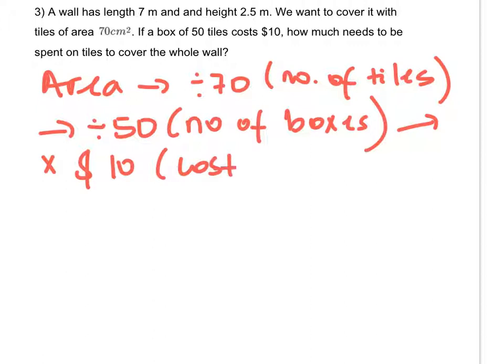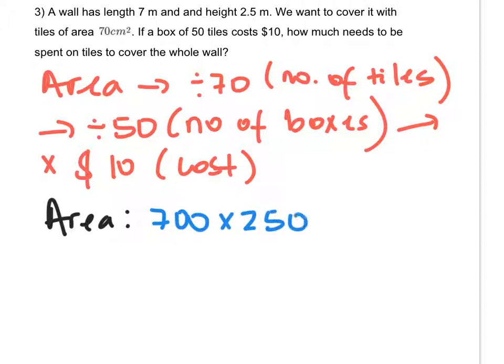Alright. So, first up, area. Now remember that these tiles are in centimeters squared, so we're going to have to get our area in centimeters squared, not meters squared. That's a big mistake. So the area is going to be 700, because 7 meters is 700 centimeters, times 250. Multiply those out in your calculator if you're not sure. 700 times 250 equals 175,000. Okay, and that's centimeters squared.